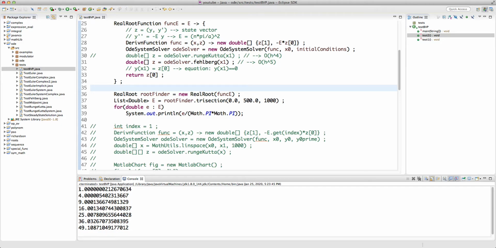So we have 1, which is very close to 1, 4, 9, 16, 25. Now you see that it has the first 2 decimal places as 0. For 36, the first decimal place is 0. So these become more and more accurate, all right?